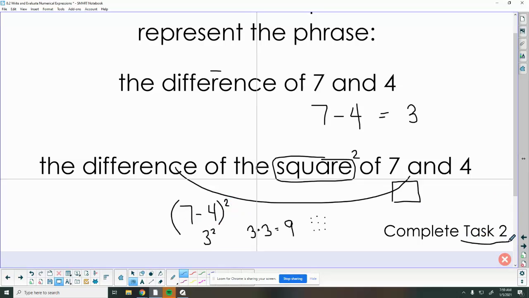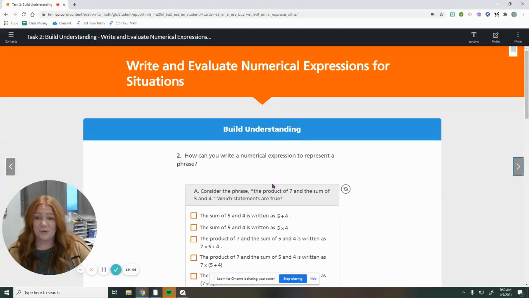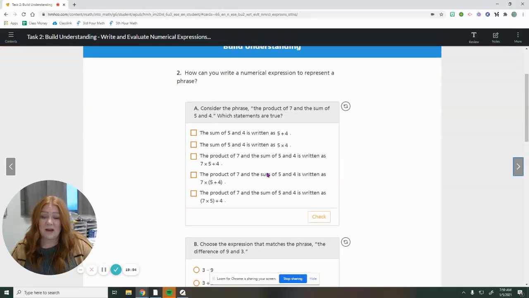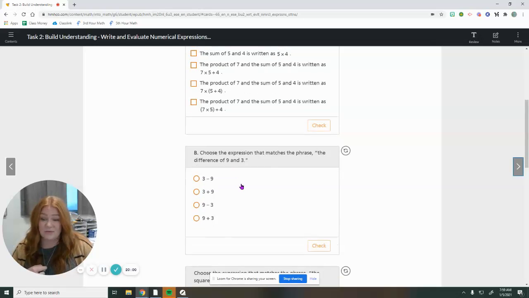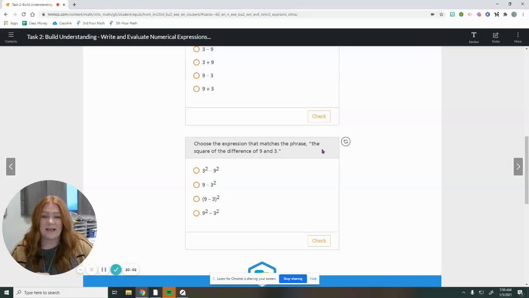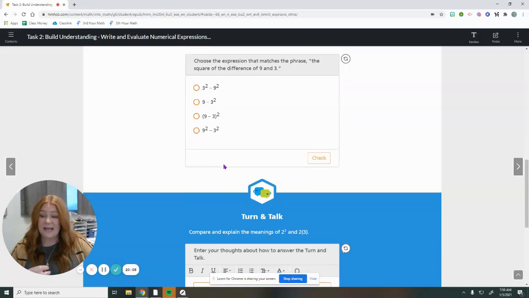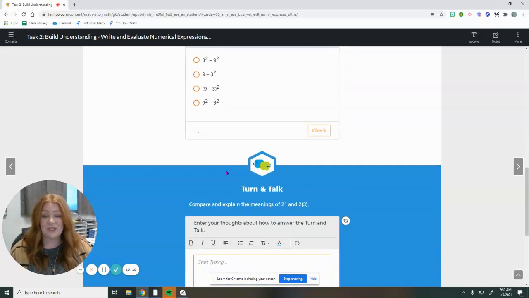So go ahead and try task 2 here. Task 2 is going to tell us to think about this product of 7 and the sum of 5 and 4. So select all that are true there. Select an expression that matches the difference of 9 and 3. And then select the square of the difference of 9 and 3. So go ahead and try each of those.